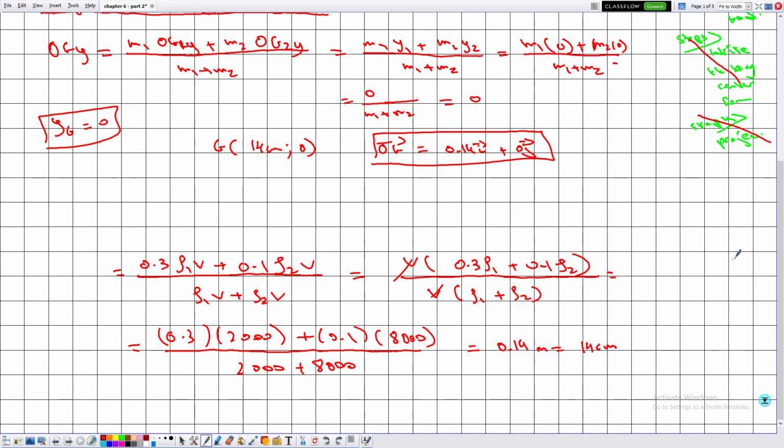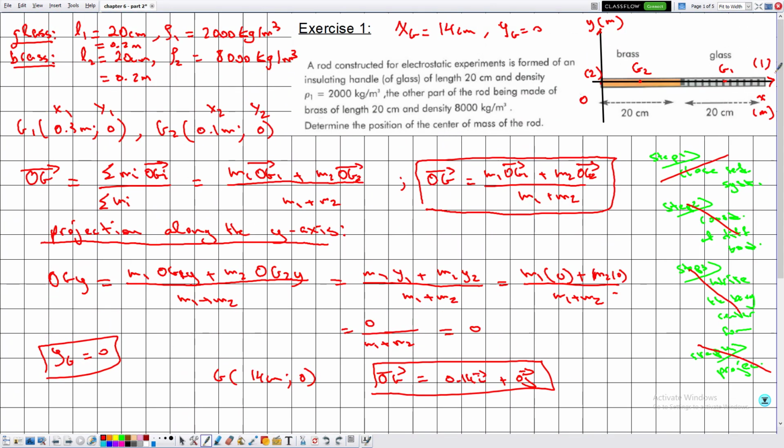The answer is correct. Let me see. No, okay, the answer is correct. Now you will see why. So if this is 10 centimeter, now notice that I'm interpreting this result from a physical point of view.